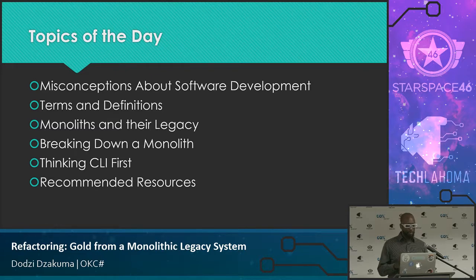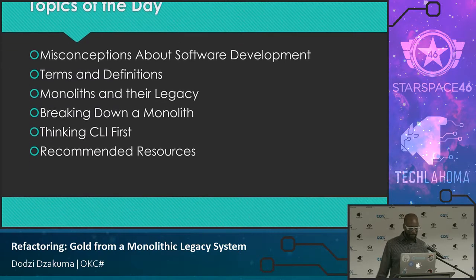After that, I'm going to talk about monoliths and their legacy. I'll tell you how you can break down a monolith. We'll look at the macro and micro view of that. I'll talk about going CLI first, so command line, because if you go command line, you have a lot of flexibility, even with GUI applications, surprisingly. And then I have some recommended resources as well. If you have any questions, please write them down or think about them, and at the end of the talk, I'll try and get your questions answered.